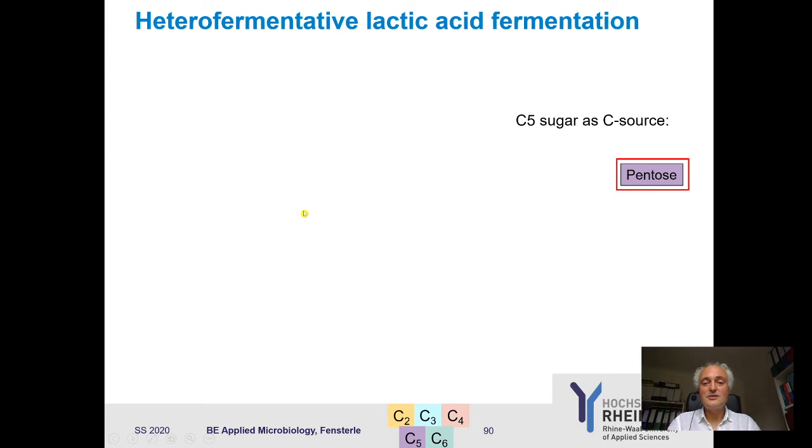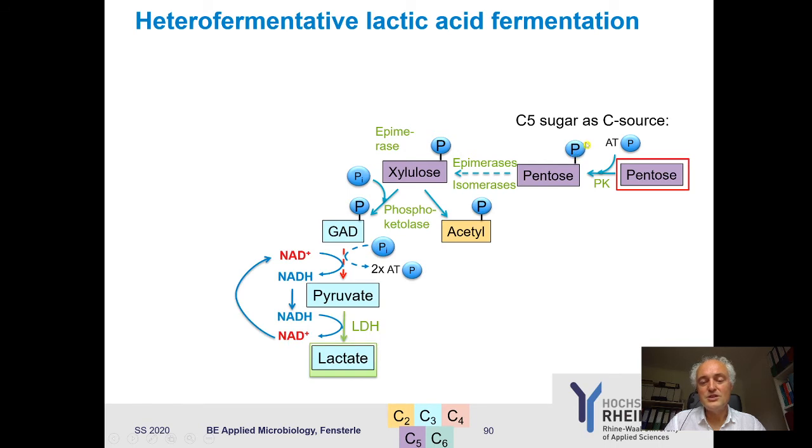Now if I start with my C5 sugar as a C source, there is no need for an oxidation step at the beginning. I need an oxidation if I come from a C6 sugar and I want to go to a C5 sugar. And if I come in with a pentose, I might need to rearrange in order to arrive at xylulose, but this is not something where I need an oxidation because I already start with a sugar. So in the case of a pentose, of course, I will have a phosphorylation. That's always the case to keep that pentose in the cell. And then depending on the pentose, I might need some epimerases or isomerases to arrive at xylulose phosphate.